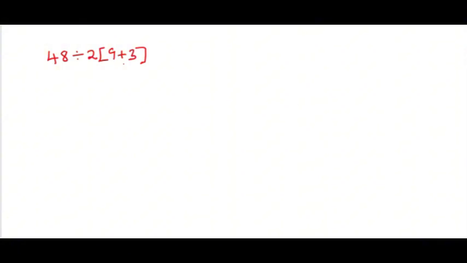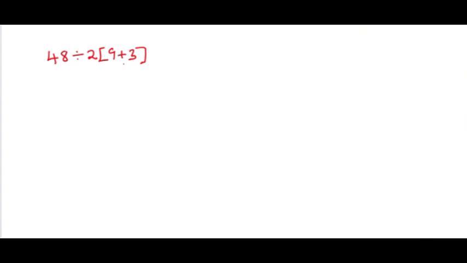What is BODMAS? BODMAS involves all the operations we have in mathematics, in which B stands for brackets, O stands for of, D stands for division, M stands for multiplication, A stands for addition, and S stands for subtraction. Now let's start. Let's go.